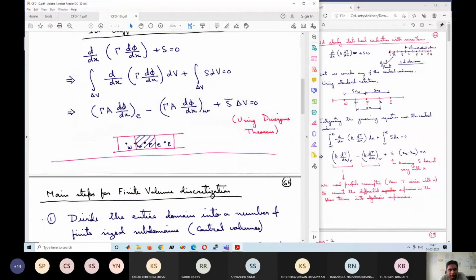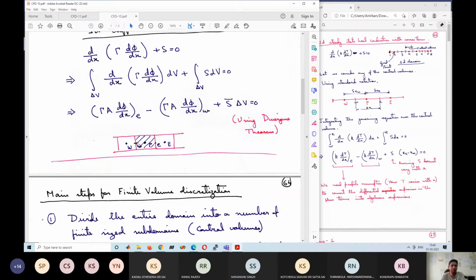So from here we need to approximate this derivative in terms of grid point values, because we store the values only at grid points. We don't have values at the interfaces. For example, if phi is temperature, we have the temperature at point P, and at points capital E and capital W. We don't have the temperature at small e and small w, which are the interface values. So somehow we have to interpolate the values at small e and small w.